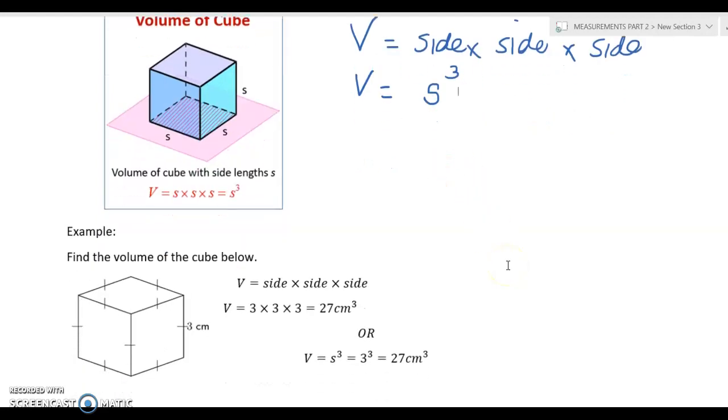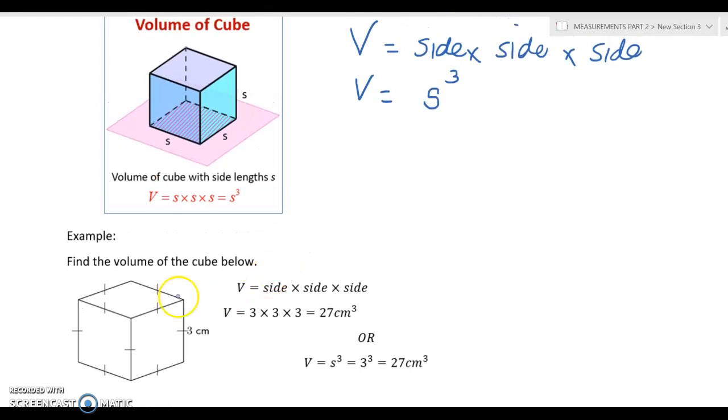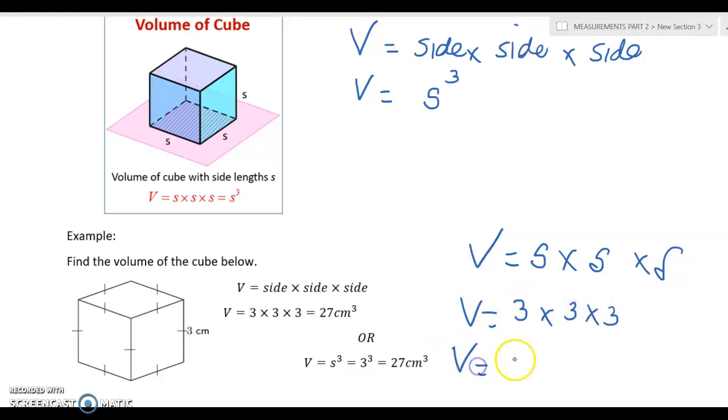So let's look at this example here. We have a cube, and the length of one side of the cube is 3. So the volume, again, is side by side by side. Therefore, it'll be 3 by 3 by 3, which is equal to 27. Remember, it's volume, so we write cm cubed. Or you could use the formula side cubed, and you get the same answer. Remember, when you cube a number, you multiply that number by itself 3 times, just like when you square a number, you multiply it by itself 2 times.